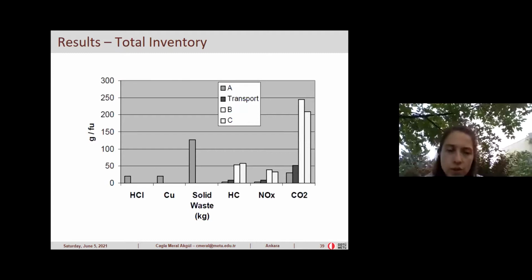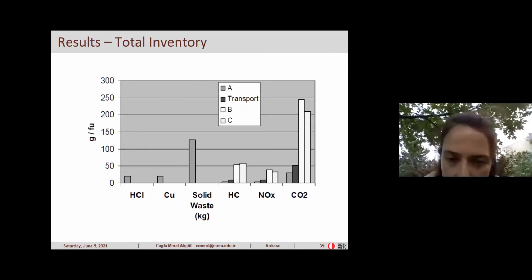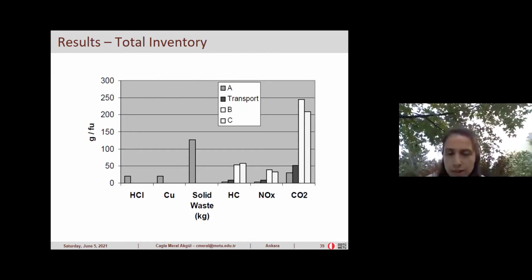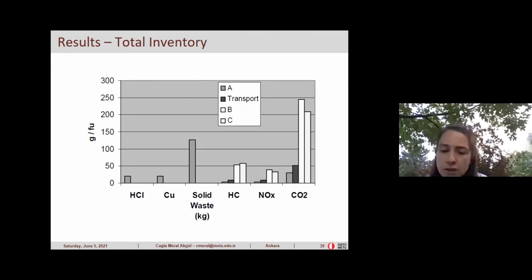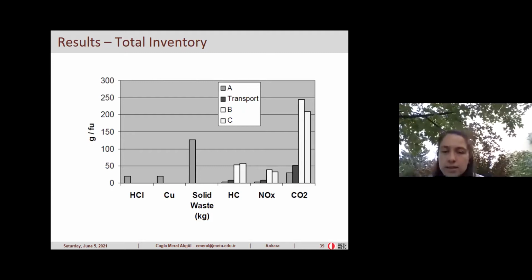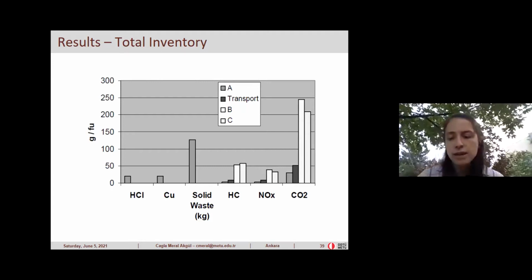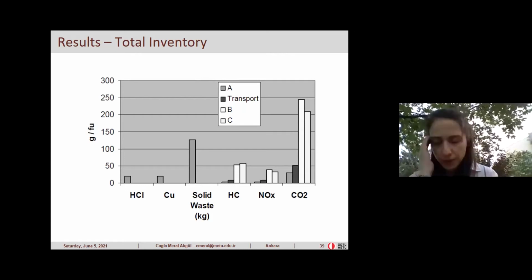So for each functional unit, these are our outputs. For plant A, I produce hydrochloric acid and copper and some solid waste. And for plant B, you are not distinguishing C from B now, but the first is B, the second is C; the colors turned out the same here. I apologize for that, it probably isn't visible. So you can see in transportation, we produce hydrocarbons, NOx, and carbon dioxide. In plants B and C, again, we produce hydrocarbons, NOx, and carbon dioxide. So these are our outputs.